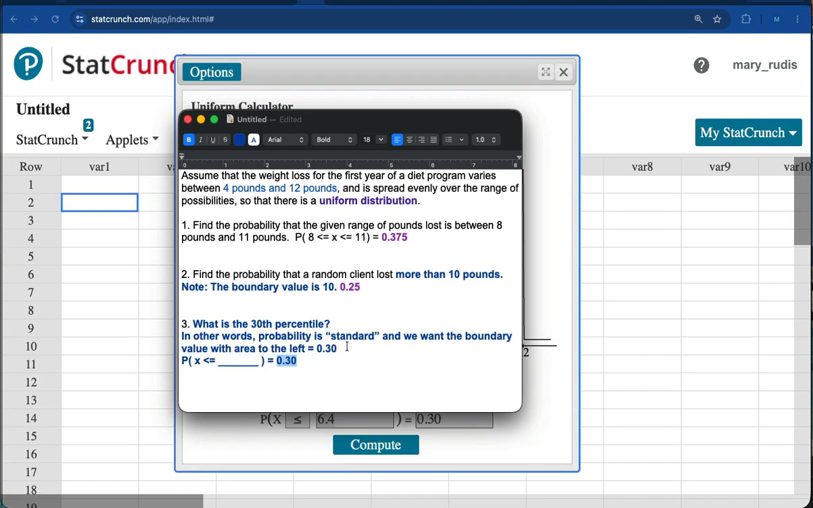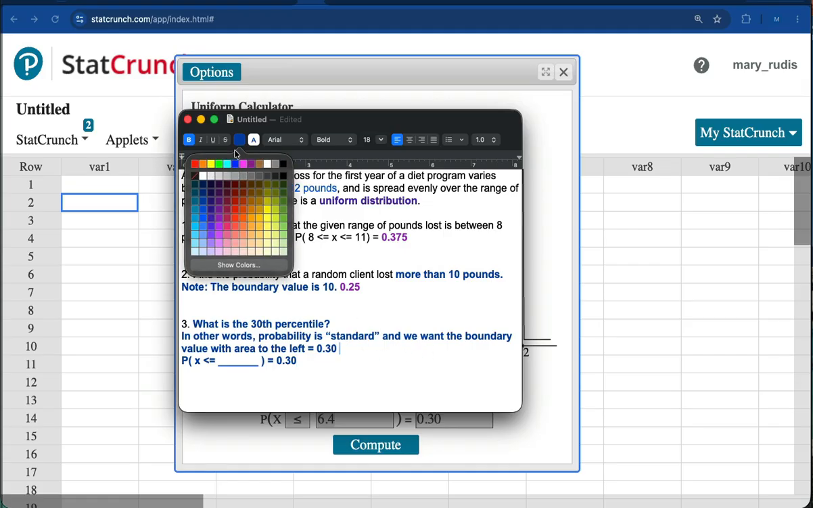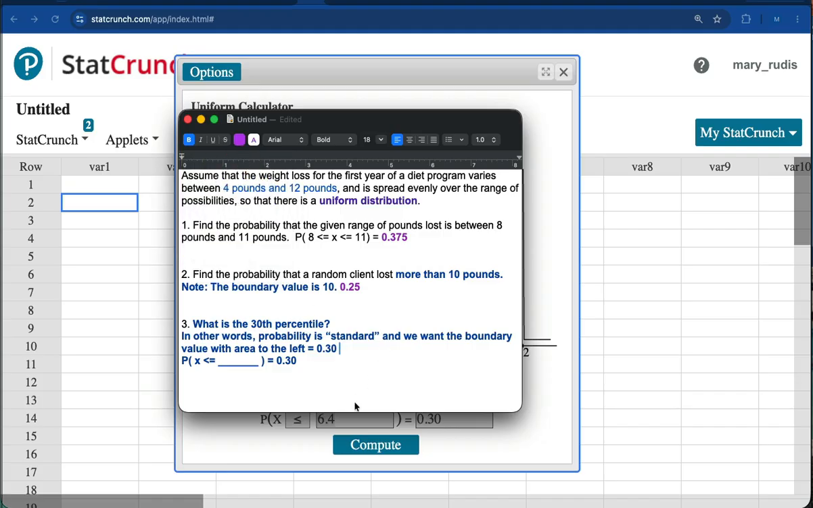So up here, I'm going to identify, let's change the color, X equals 6.4 pounds. So basically 30% of clients will lose less than or equal to 6.4 pounds in the first year. And if you really want to be accurate with it, 4 is the lower limit, so it's going to be between 4 and 6.4.